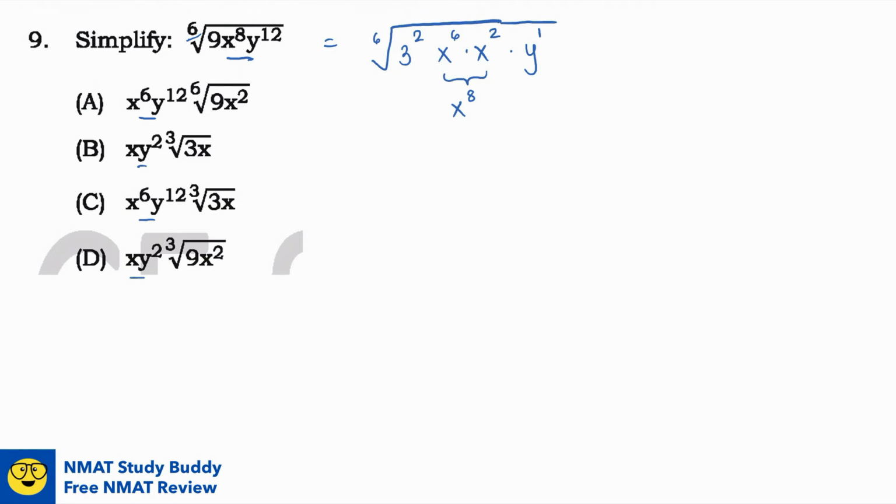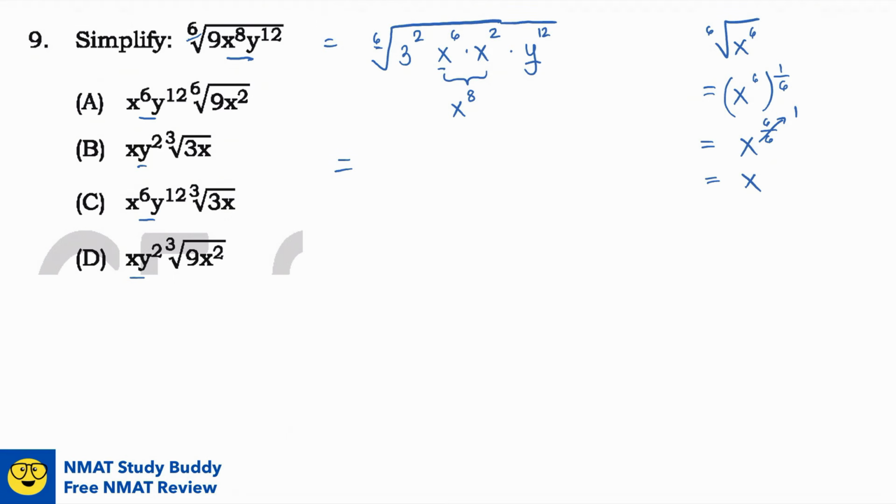Yung y raised to 12 naman, pwede na siyang as is kasi divisible naman siya. Madidivide mo siya exactly by 6. Pwede na nating i-factor out yung x raised to 6 and y raised to 12 since divisible siya sa 6. Kung maaalala natin sa law of exponent, kapag yung root ng number, for example, 6 root of x raised to 6, equal yan sa x raised to 6 raised to 1 over 6. So, ito, equal din siya sa x raised to 6 over 6, or ito, magiging 1. Which is also equal to x.